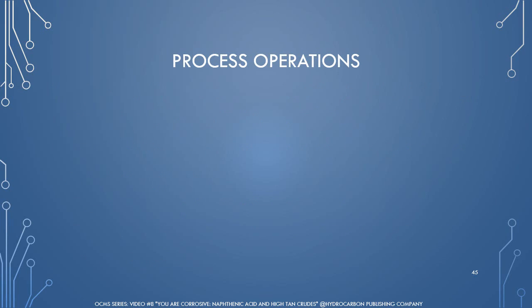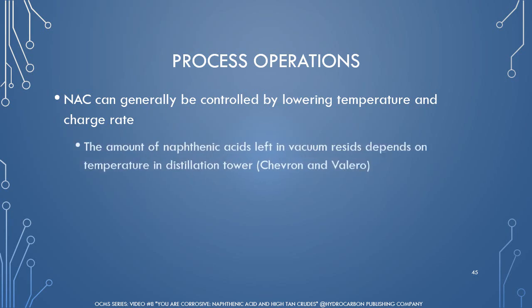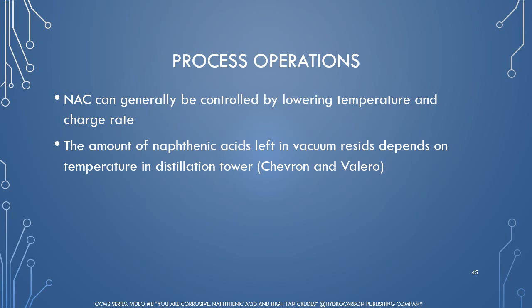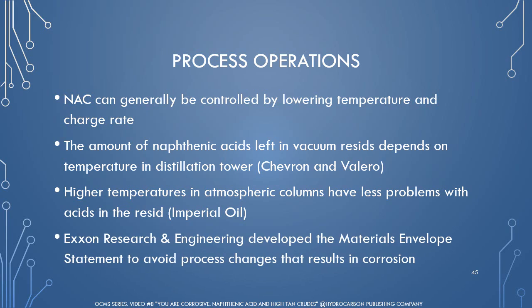In general, NAC can be controlled by lowering temperature and charge rate as long as the performance and throughput of the distillation units are not degraded. The amount of naphthenic acids left in vacuum resids depends on temperature in the distillation tower, as seen in cases from Chevron and Valero. Imperial Oil has stated that atmospheric columns that run at high temperatures tend to have less problem with acids in the resid. Exxon Research and Engineering has developed the Materials Envelope Statement, a document that provides guidance on how to avoid process changes that cause corrosion.